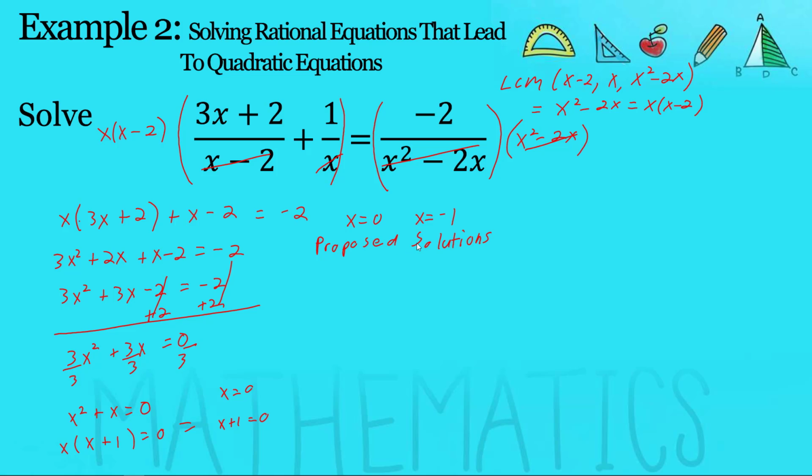So we need to evaluate these two proposed solutions against this equation. So let's take a look at when x is equal to 0. When x is equal to 0, we have 3 times 0, which is 0, plus 2, over 0 minus 2, which is just negative 2, plus 1 over 0. So since this is undefined, the equation is undefined, and there we are. And it also turns out this will be equal to -2 divided by 0 squared minus 2 times 0, which will be 0. Once again, we would have that. So x equals 0 would need to be excluded.